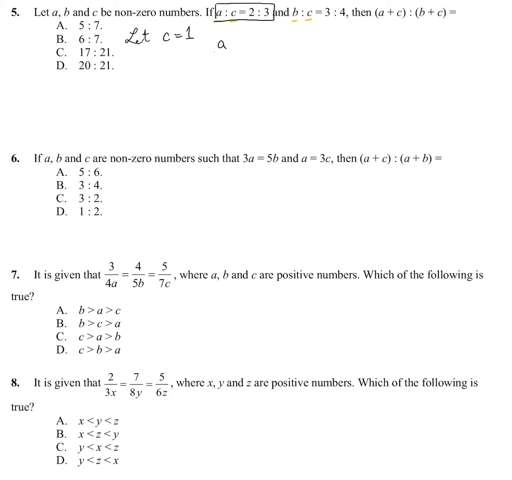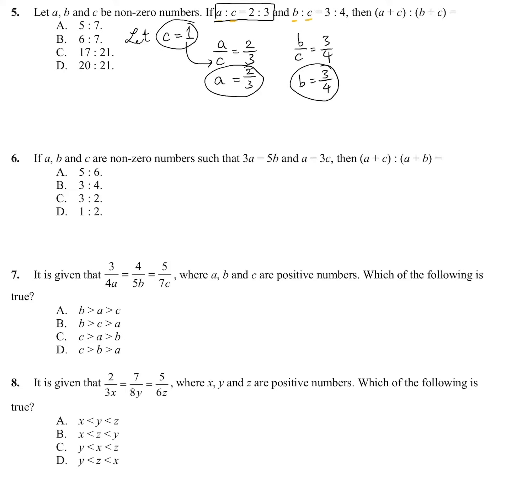Like before, we know that A to C is actually A over C, and 2 to 3 is 2 over 3. And since C is 1, A is simply 2 over 3. And B over C is 3 over 4 for the other fraction. And B would be 3 over 4 because C is 1. So now we have the three variables as numbers. So A is 2 over 3, B is 3 over 4, and C is 1.